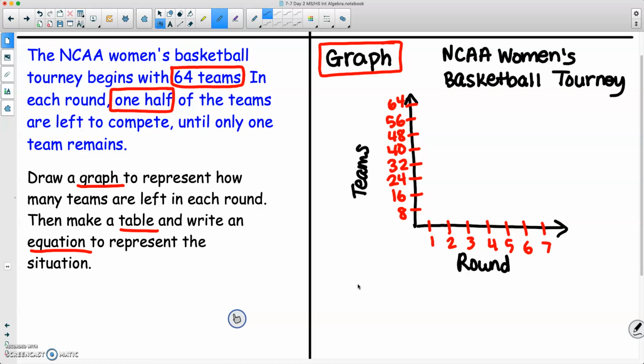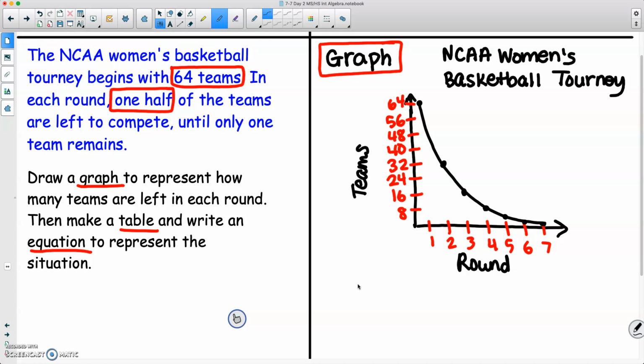So now I have 64 teams to start. And if 50%, 1/2, are remaining, that's 50%. Oh, wait a minute. I don't really want my dot right there. I want it to be first round. So first round, 64 teams. Second round, 32. Third round, 16. Fourth round, 8. And then 4, 2, 1 team remaining. So here's my exponential graph. So this is exponential decay.